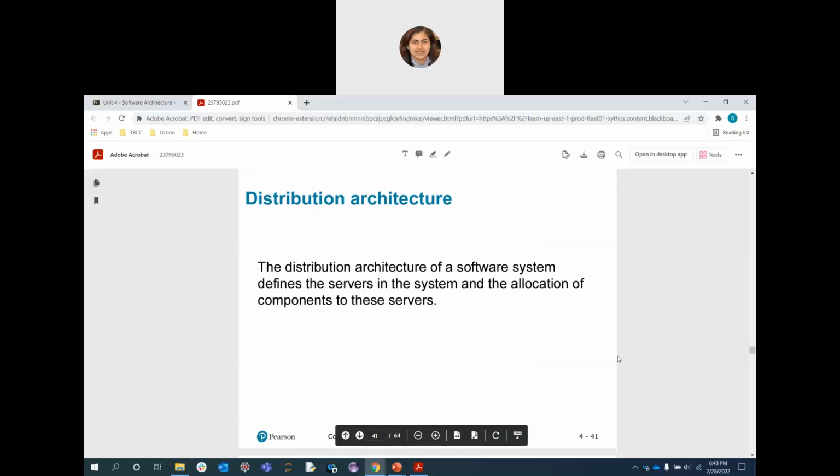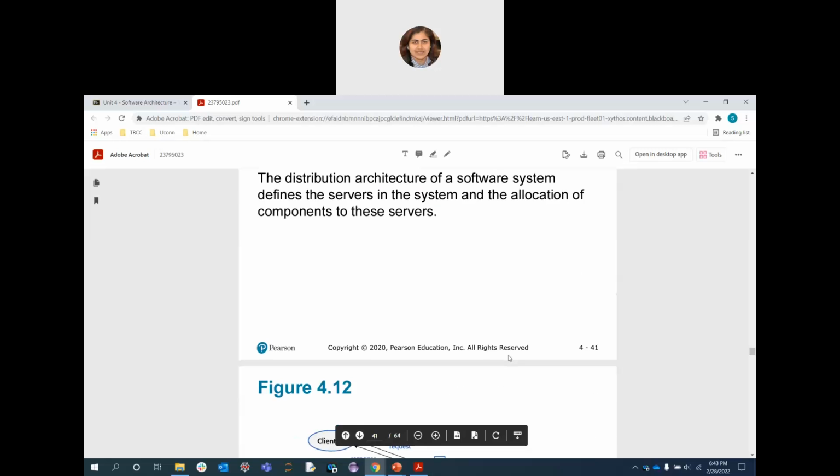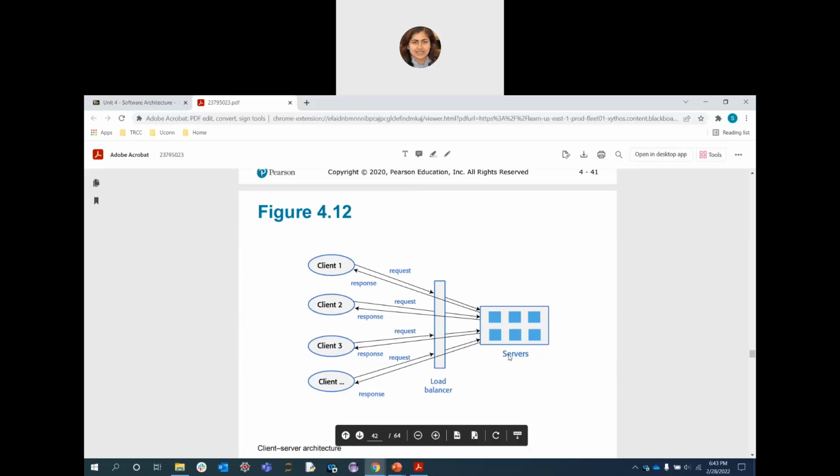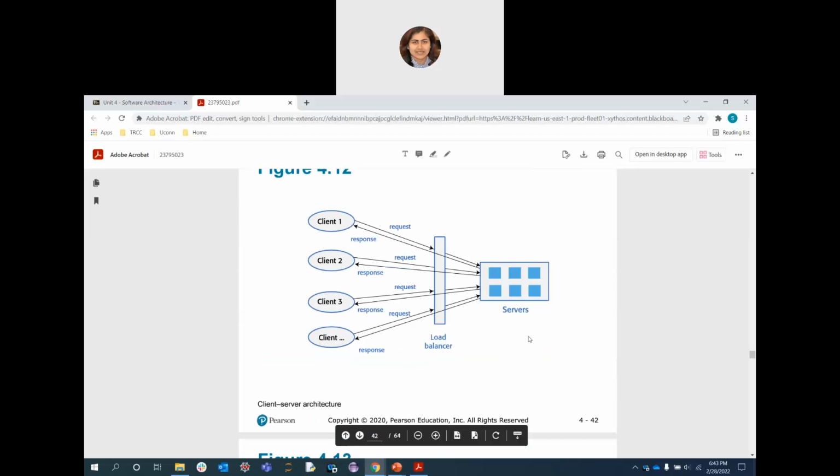Next comes your distribution architecture. Okay, so what is this distribution architecture? Let's look into this client server architecture. In distribution architecture, one of the examples is your client server architecture, which is suited for applications where clients access the shared database and business logic operations on that data.